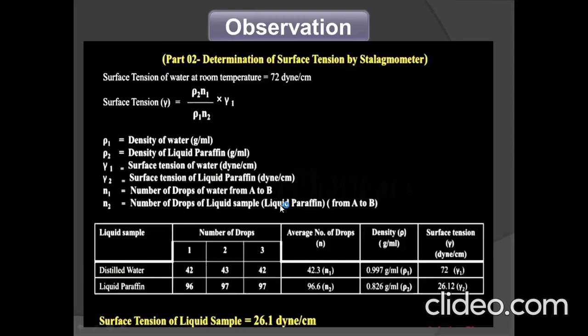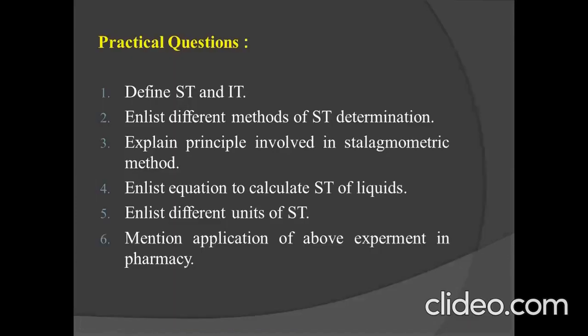So as you can see, this is the observation table. Here is the number of drops. As you can see, you have to perform this experiment in triplicate, and you have to take the mean of the number of drops formed. Then the density of water, and the density of that unknown liquid we have already found out in the previous slide, and from that you will easily get the surface tension of the unknown liquid. So by this method you can easily find out the surface tension of an unknown liquid by the drop count method.